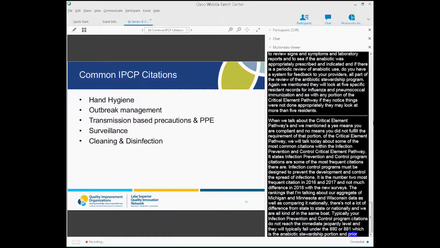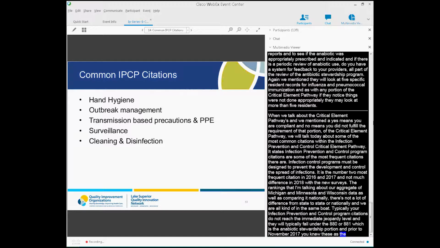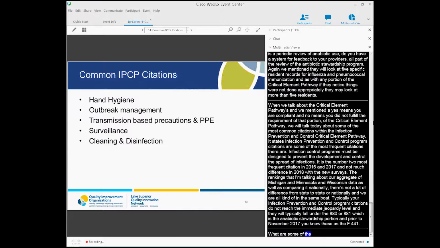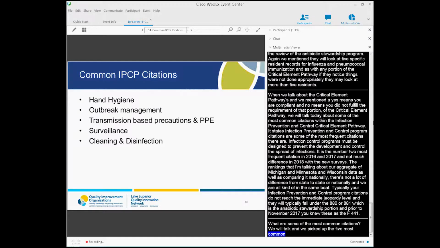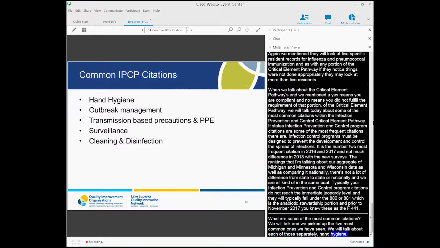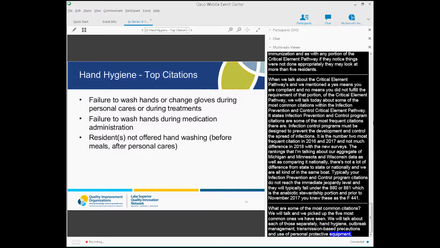What are some of the most common citations? I picked out the 5 most common ones that we see. We're going to talk about each of those separately: hand hygiene, outbreak management, transmission-based precautions and use of personal protective equipment, surveillance, and then rounding out that top 5 list with cleaning and disinfection. So hand hygiene really amounts to about a third of the citations.